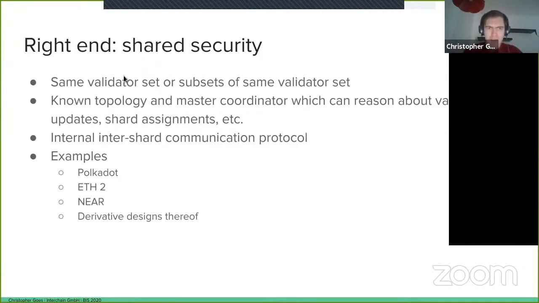On the right end of the spectrum, we have shared security. The basically defining characteristic of shared security is that there is some set of shards with which you have a global view of what validators are where. So the allocation mechanism here can vary. It could be node to shard to node, but you have some validator set, some shard set, and they are matched somehow, and you have this fixed topology. Using this fixed topology, the shards themselves, and perhaps a special coordinating chain, if that exists, can reason about what kind of inter-shard message passing is possible and what kind of safety guarantees it has. So examples of this include Polkadot, ETH2, Near, various derivative designs of those systems.